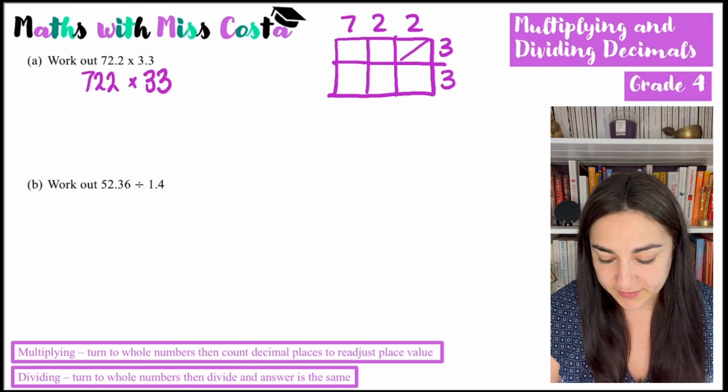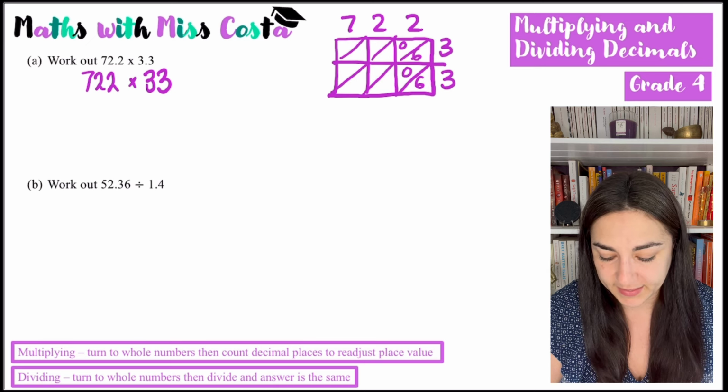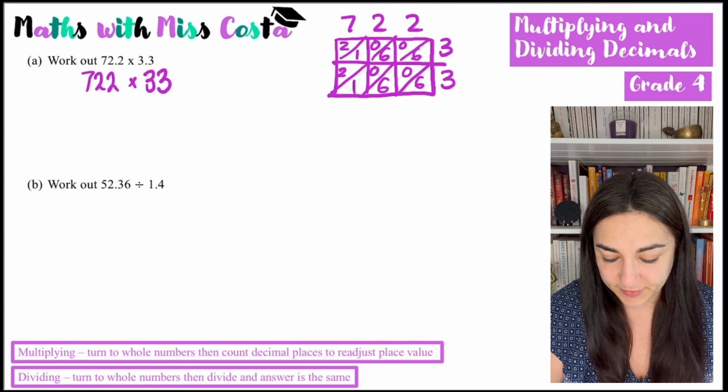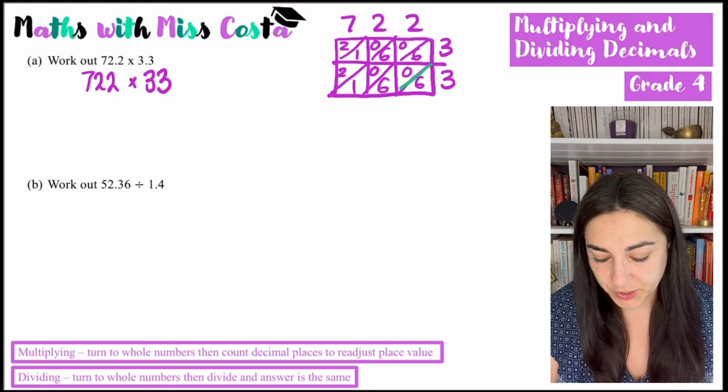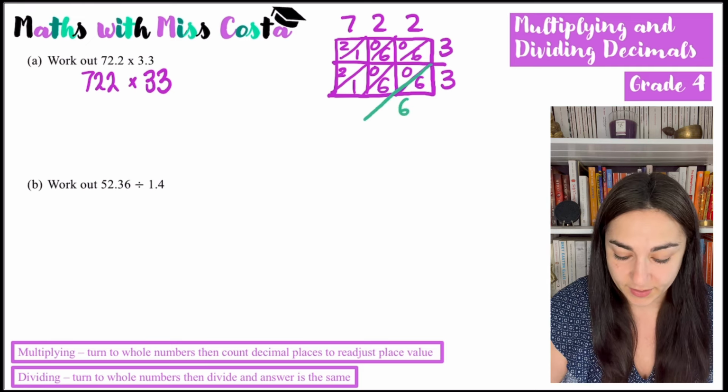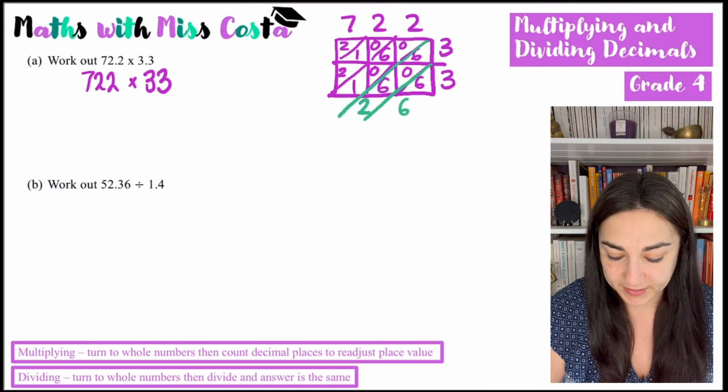So 722 times 33. You split the boxes into 2. You do 2 times 3, which is 6, 2 times 3, which is 6, and 6 again, 7 times 3, which is 21. Then you just go along the diagonals and you add everything in that diagonal. So 6 over here, then 6 plus 6 makes 12.